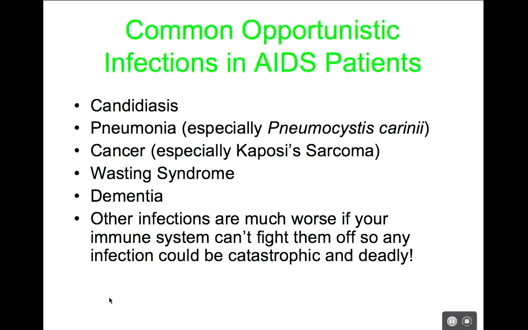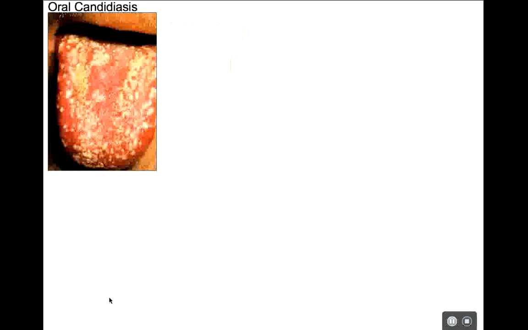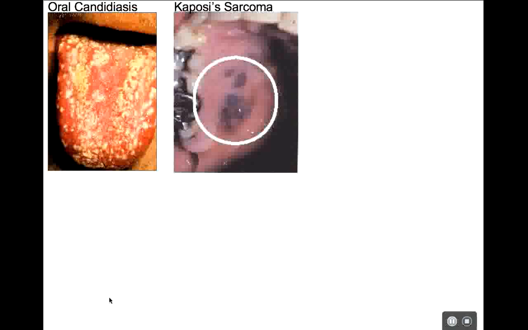Some examples here, some pictures. Here's oral candidiasis. Remember the Candida albicans. This is oral thrush. Here's Kaposi's sarcoma. Remember, Kaposi's sarcoma is a cancer of the endothelial cells, so it really could be anywhere because it's in the blood vessels.